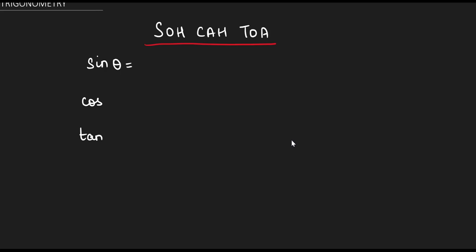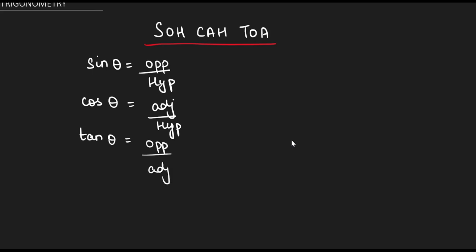SOH, where S stands for sine, O stands for opposite, and H stands for hypotenuse. Same is the case with cos: CAH, C for cos, A for adjacent, and H for hypotenuse. And then we go for tan: TOA, O for opposite, A for adjacent.